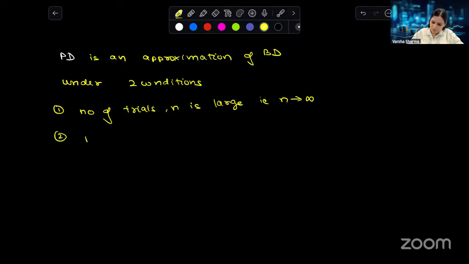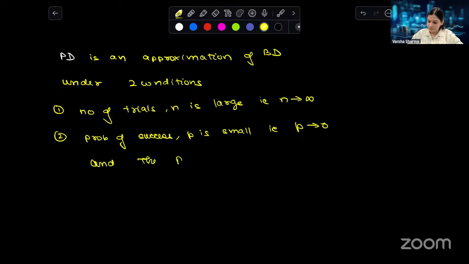And second, the probability of success p is small. That is, p tends to 0. And the product n into p remains finite. In that case, we say that binomial distribution can be approximated to Poisson, or Poisson is an approximation of binomial.